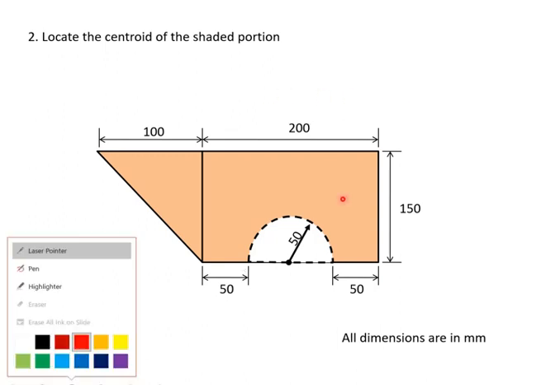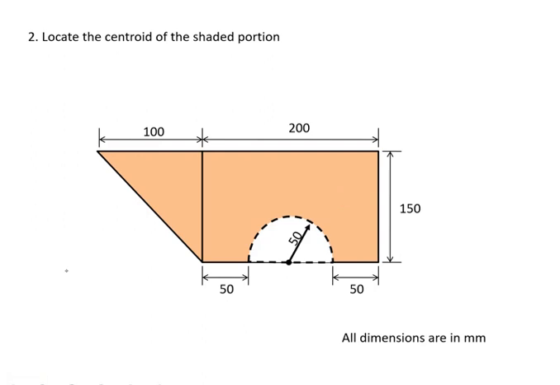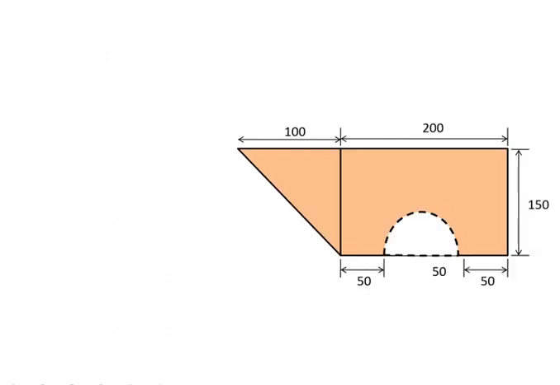So starting with the first, if we follow certain steps, it will be easy for you. So we will divide this into three portions. That is, the first portion we are having a triangle. The second portion we will have a rectangle having total dimension of 200 by 150. From that, if we deduct this semicircular area, that is figure 3, we will get this shaded portion. So we will divide this into three regular figures whose centroid is known to you. From there we will start this numerical.